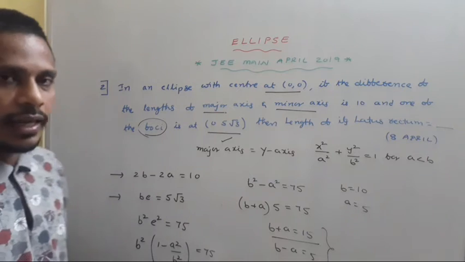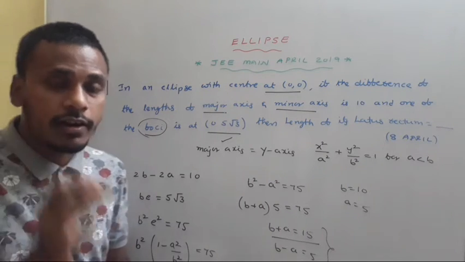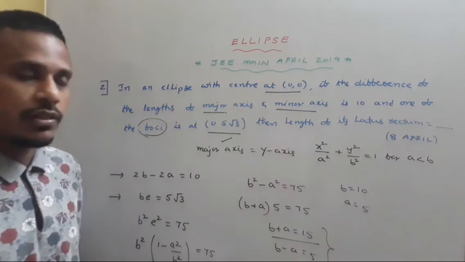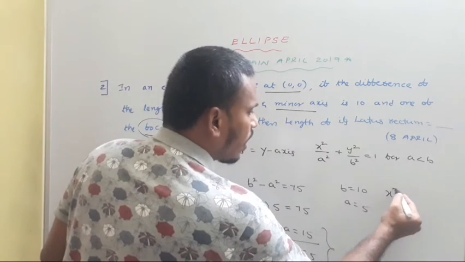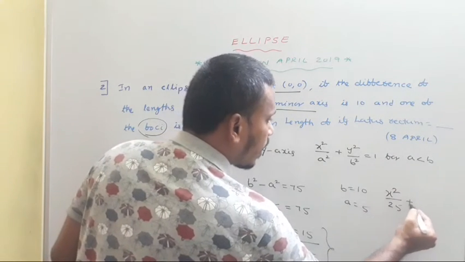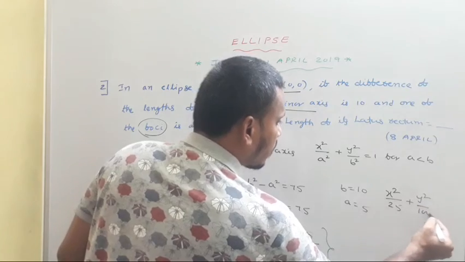So very simple and direct. But if we know the standard form of the ellipses, then it is easy. So b is 10, a is 5. So the equation of the ellipse is what? x square by 25 plus y square by 100 is equal to 1.